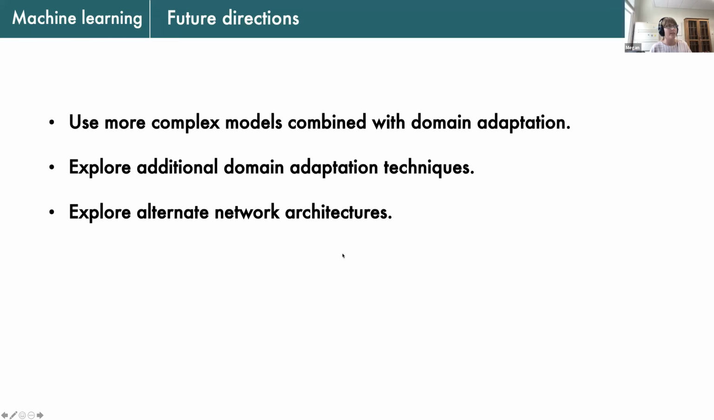In the future, I'm really excited to try and combine using more complex models with domain adaptation. So we could add noise and use domain adaptation. We could try to do slightly more realistic simulations and use domain adaptation, and that might increase our performance. We're also going to be exploring additional domain adaptation techniques and exploring alternate network architectures.